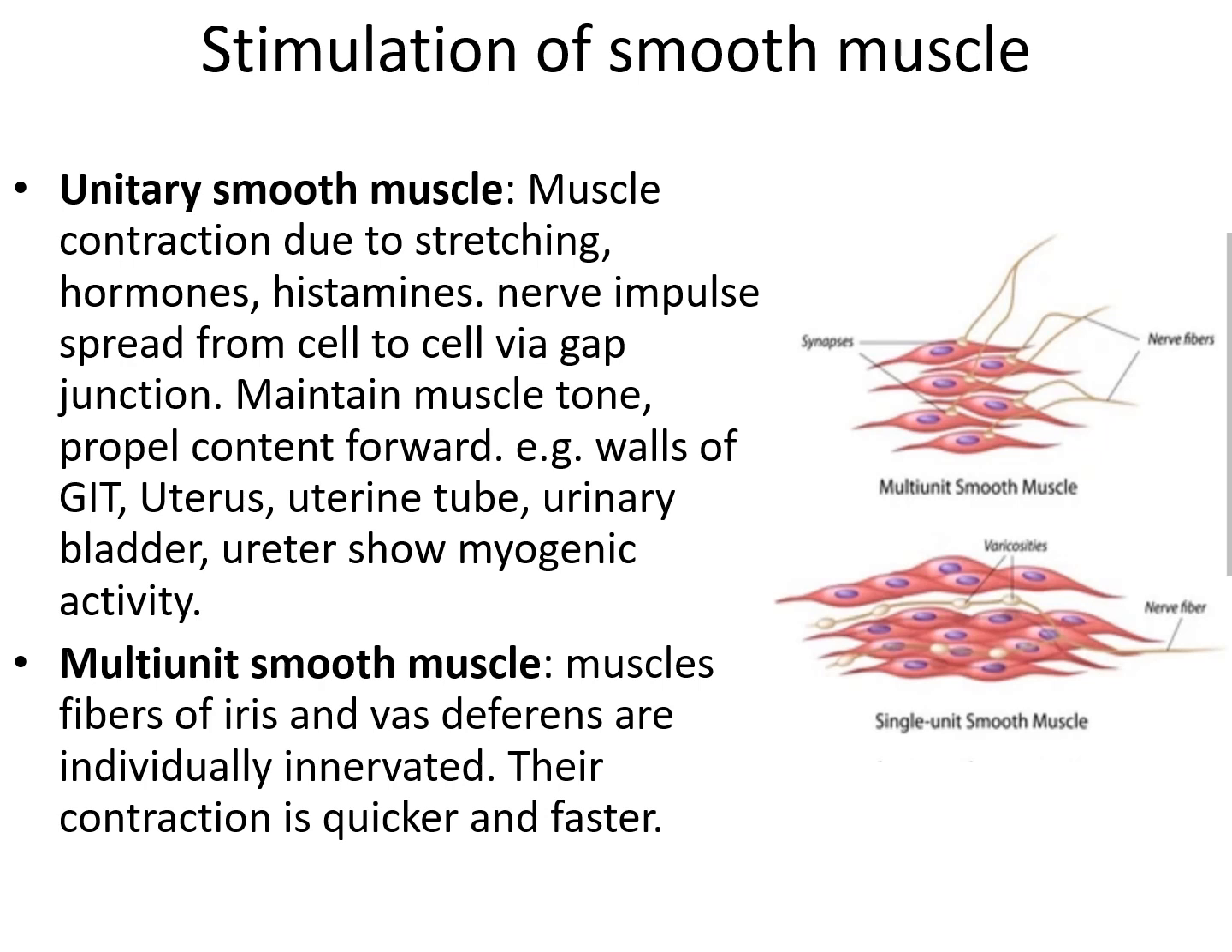An example of unitary smooth muscle is the walls of the gastrointestinal tract. We have seen the movement of peristalsis where the contents are propelled forward. So it is an example of unitary smooth muscle. Then the uterus, uterine tube, urinary bladder and ureter also show myogenic activity. The multi-unit smooth muscles are those in which a single cell is supplied by its own nerve fiber. So all the cells have their own nerve fibers. The action of such muscle is quicker and faster. Examples are the iris and vas deferens.